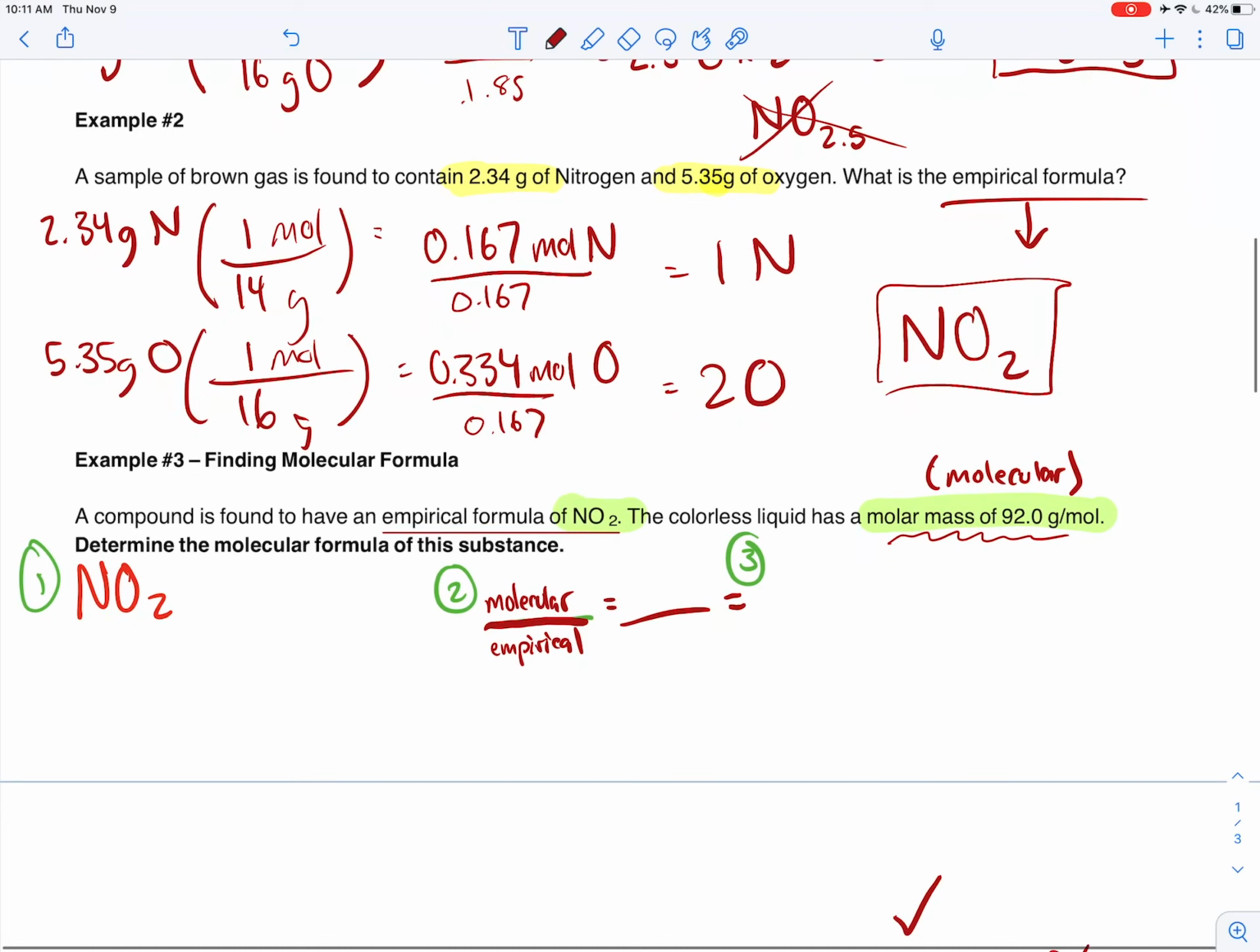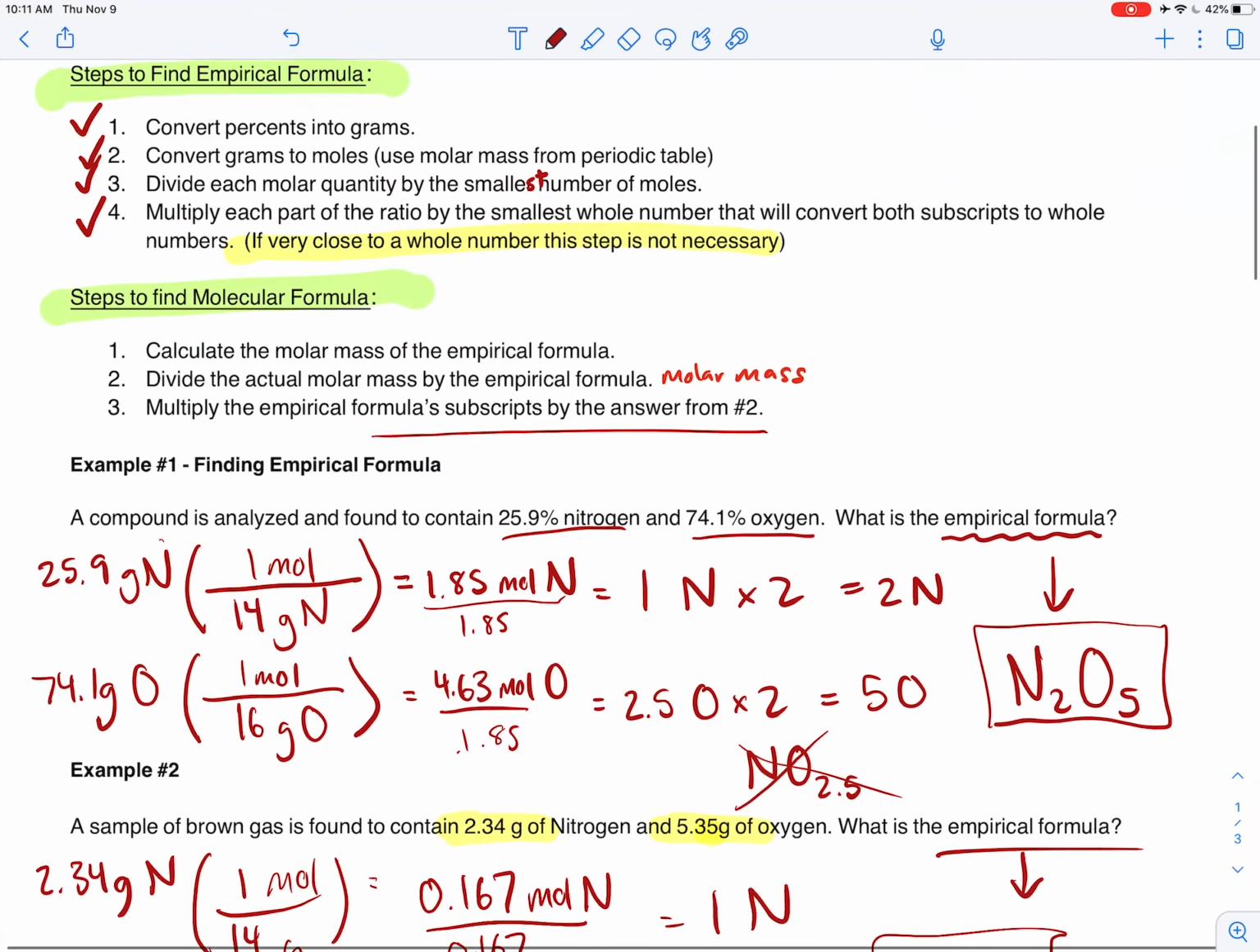All right, example 3 is how to find the molecular formula. It says the compound is found to have an empirical formula of NO2. We just found that empirical formula. The colorless liquid has a molar mass, and this is the molecular molar mass, of 92 grams per mole. Determine the molecular formula. The steps are different here.